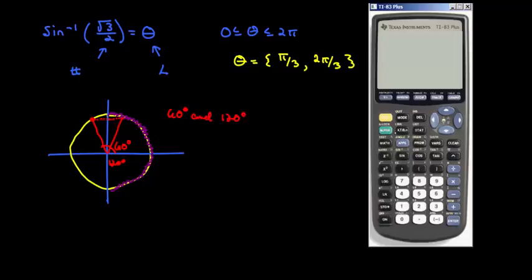If I type in arc sine of square root of 3 over 2, I'll get my 60-degree angle. And of course, like we said, the other one's 120 degrees.